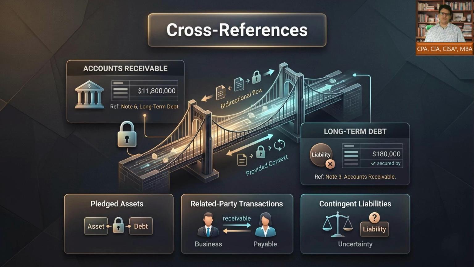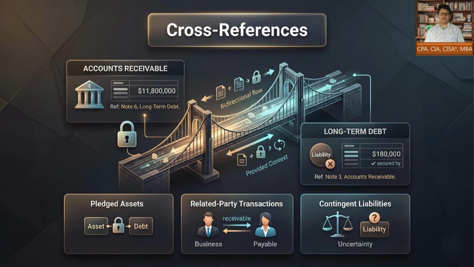Cross-references are used when two related items appear in different locations. They help users connect the dots without forcing the preparer to repeat the same explanation again and again. A classic example is accounts receivable pledged as collateral for a bank loan. The receivables note may say that certain receivables are pledged. The debt note may say that the loan is secured by those receivables. Each note points to the other.